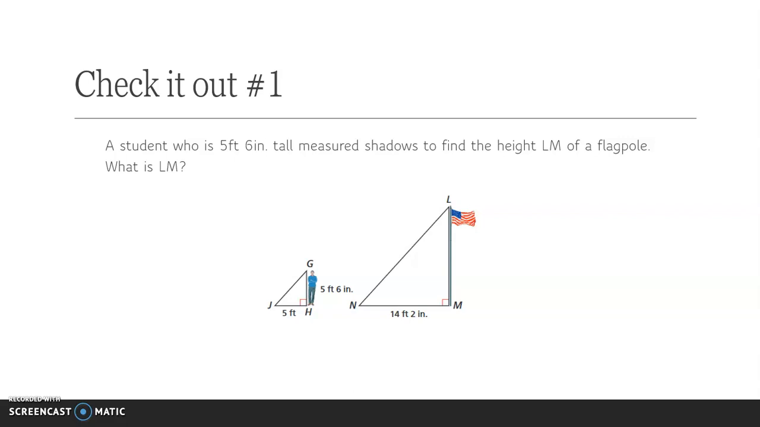Check it out. Number 1 says, a student who is 5 feet 6 inches tall measures shadows to find the height, which is LM, of the flagpole. What is that height? So you'll notice they gave you all the measurements in the pictures here, and you just have to find this height. So do that on a Google Doc, and then come back for the next application.